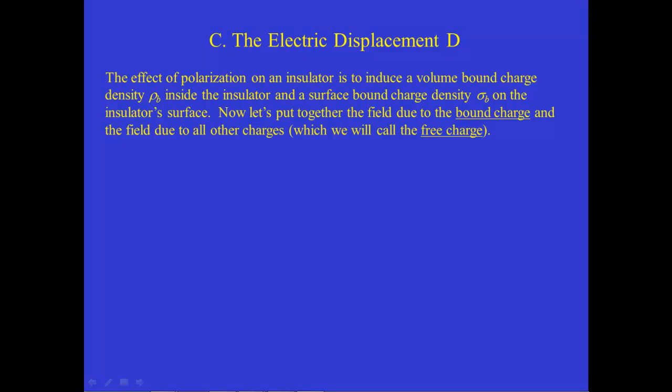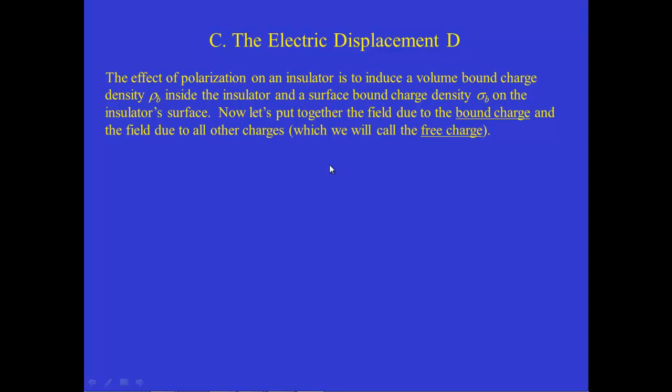The effect of polarization on an insulating material is to induce two different types of effective charges. One is the volume bound charge density, rho sub b, inside the insulator, and the other is the surface bound charge density, sigma b, which is on the insulator's surface.